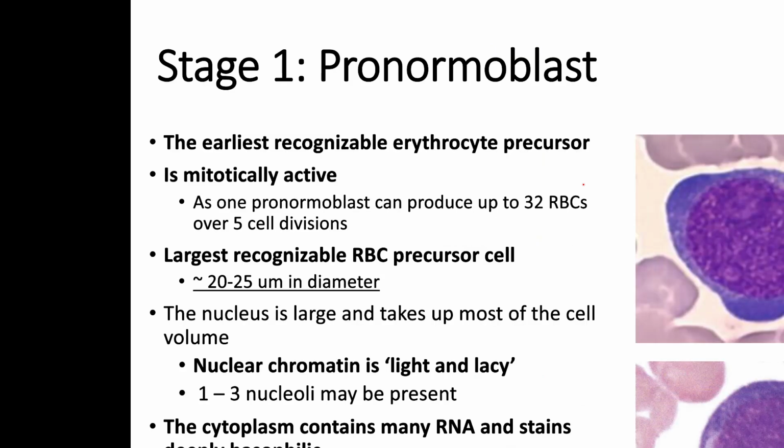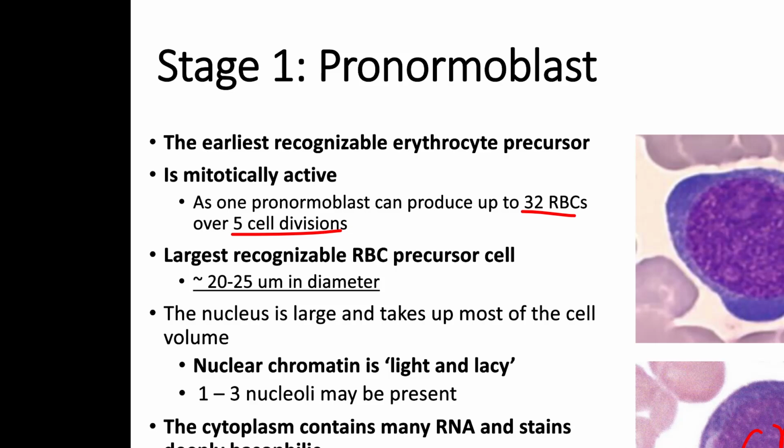So the pronormoblast is by far the earliest recognizable precursor, and it is very mitotically active. It can produce up to 32 red cells over just 5 cell divisions. It is by far the largest RBC precursor cell. That's probably about what it looks like. Compared to its more mature relatives surrounding it, you can see I could fit like 4 or 5 in just this alone.